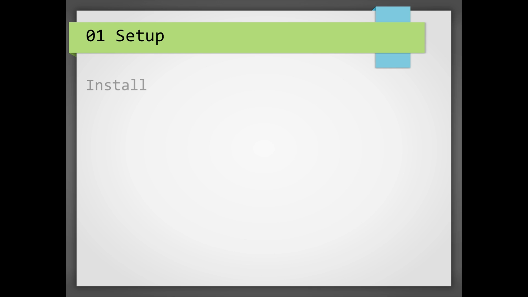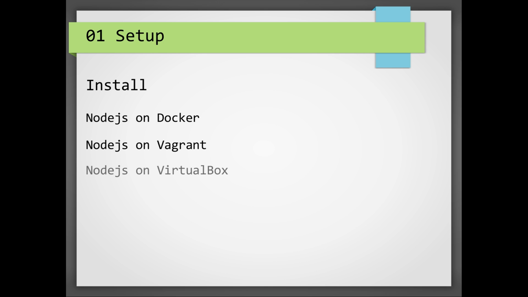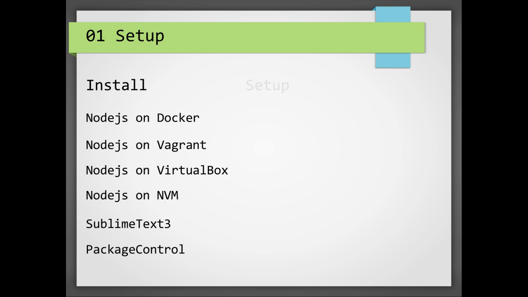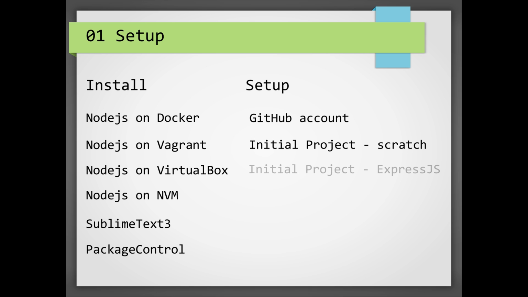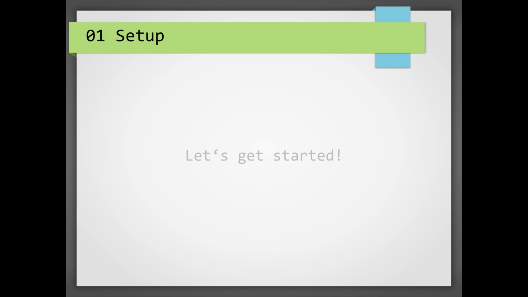Today we will install NodeJS in several ways: one Docker, Vagrant, VirtualBox, and using Node Version Manager (NVM). So we will install Sublime with some packages, set up our GitHub account, and we will set up our initial project and our Express.js project. So let's get started.